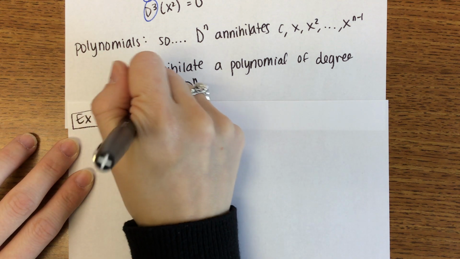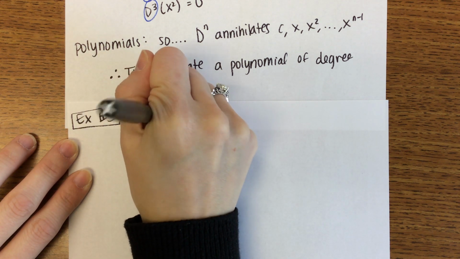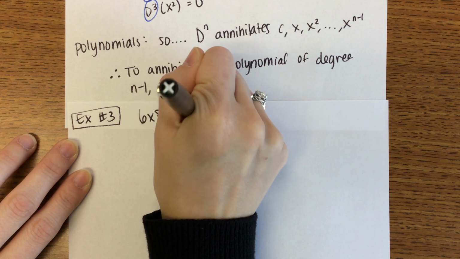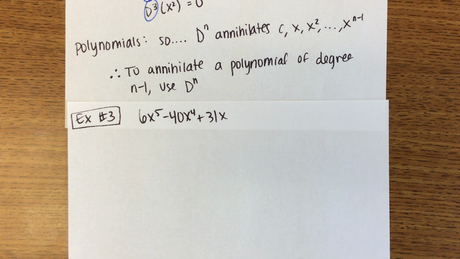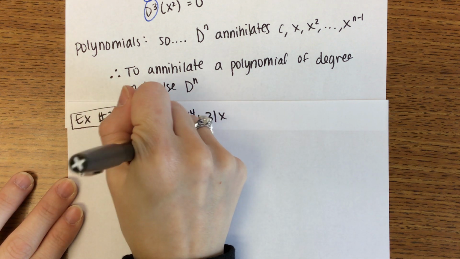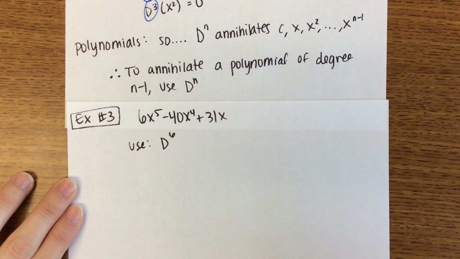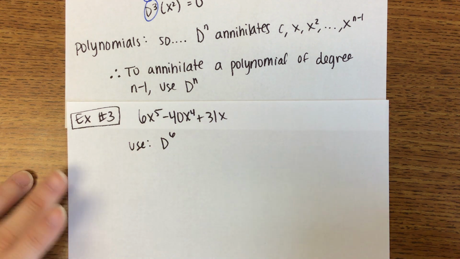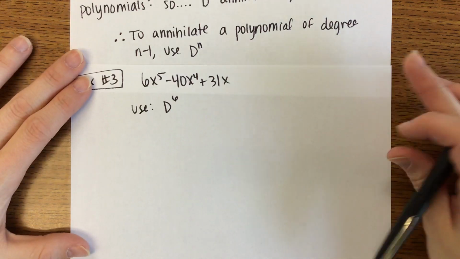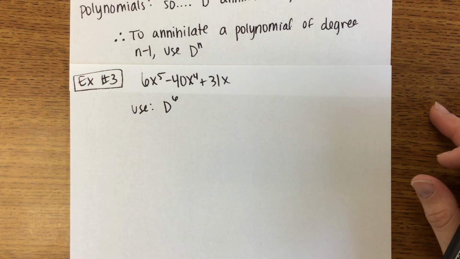Next example. We have 6x to the 5th minus 40x to the 4th plus 31x. What differential operator will annihilate the entire expression? D to the 6th. So the D to the 6th will annihilate each of those terms. Okay, that's just for polynomials.